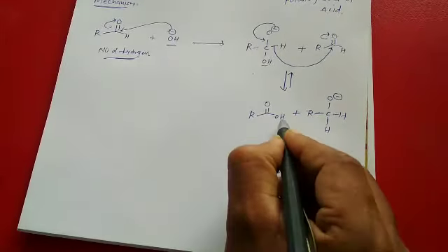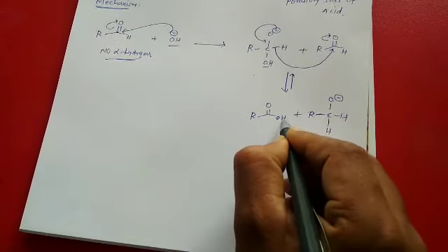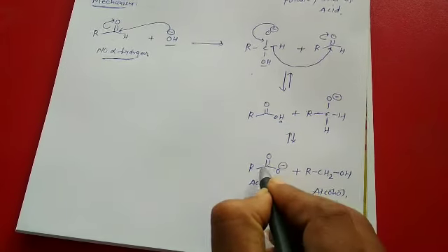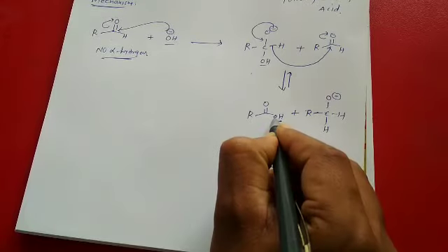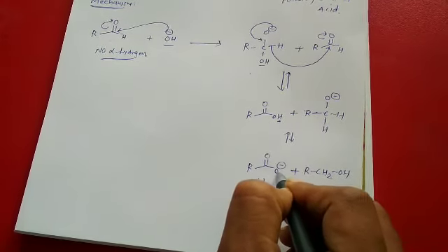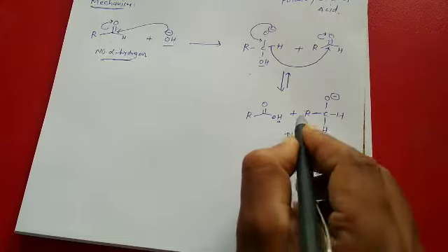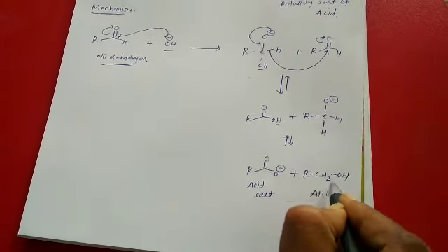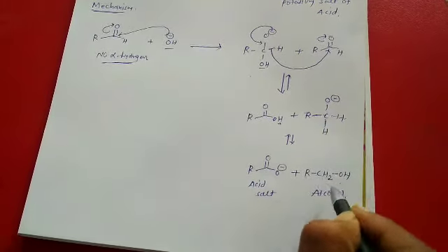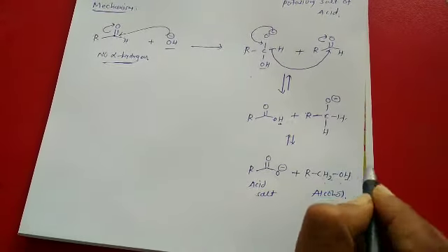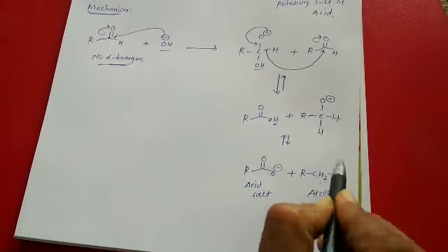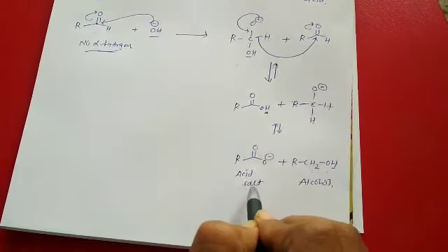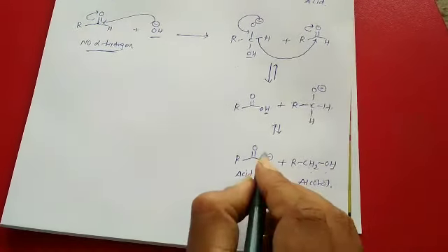After that, oxygen will donate this hydrogen from here to here. The oxygen then carries the negative charge and the hydrogen attaches over here. So the final product we get is RCH2OH. The oxygen minus gets this hydrogen from here, and the acid salt of this particular compound will be formed.